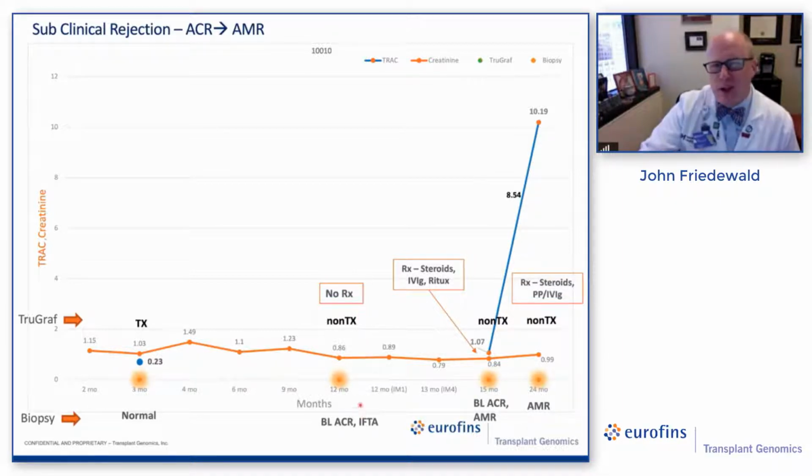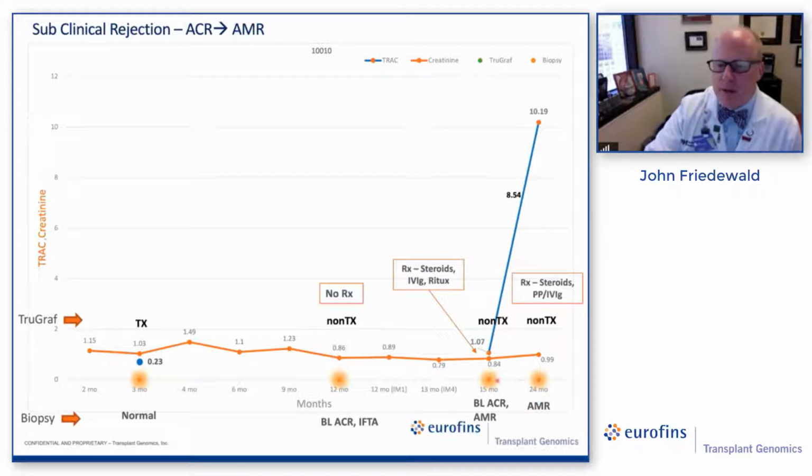But what we know is those borderline infiltrates, when they hang around for a while, can lead to ongoing immune response. And sure enough, by 15 months, the patient goes on to have, again, a non-TX TruGraf result, a biopsy done because they developed some proteinuria, and they're found to have borderline acute cellular rejection, which is persistent. And now they develop the antibody-mediated rejection and a new de novo donor-specific antibody. At that time, also, the cell-free DNA is positive at a level of 1. The patient's treated with steroid pulse, IVIG, and rituximab. You can see the cell-free DNA, which was tracked, went up to 8 and up to 10 eventually.